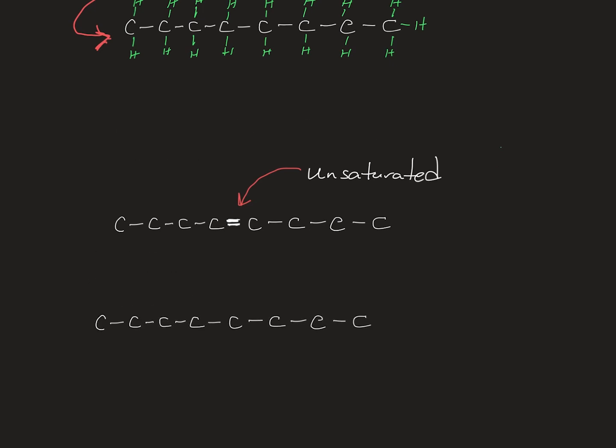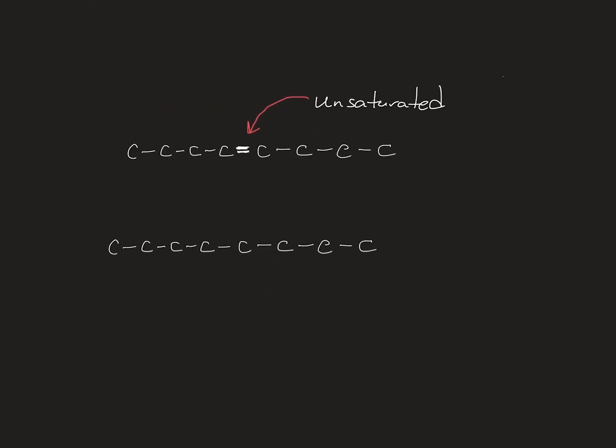And this one, what if I had 2 double bonds? It would still be unsaturated, is correct. But because it's more than 1 double bond, we call it polyunsaturated. And you'll hear people talk about this, I think, less than they used to.